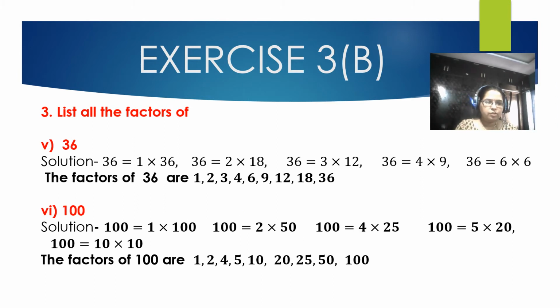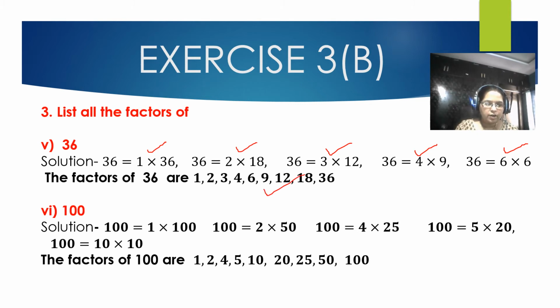Now sixth is 36. 36 we multiply 1 with 36, we get 36. We multiply 2 with 18, we get 36. We multiply 3 with 12, we get 36. We multiply 4 with 9, we get 36. Multiply 6 with 6, we get 36. So factors of 36 are 1, 2, 3, 4, 6, 9, 12, 18 and 36.